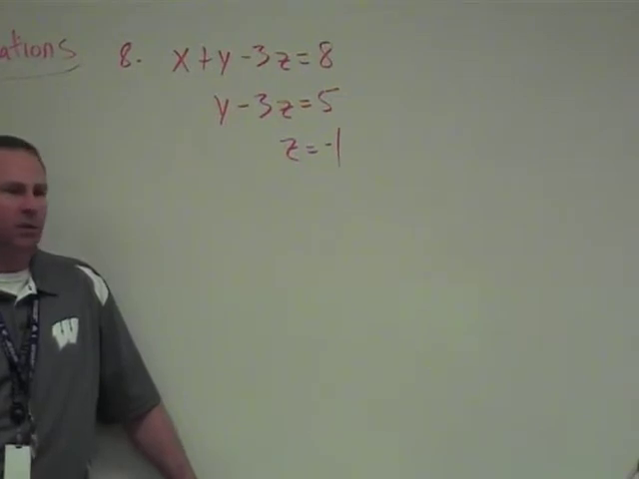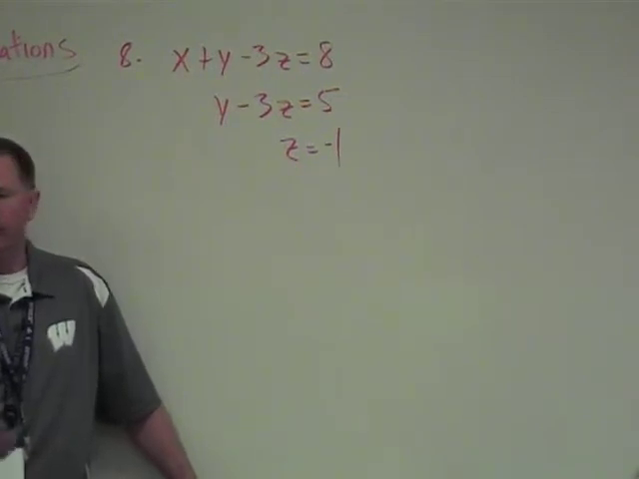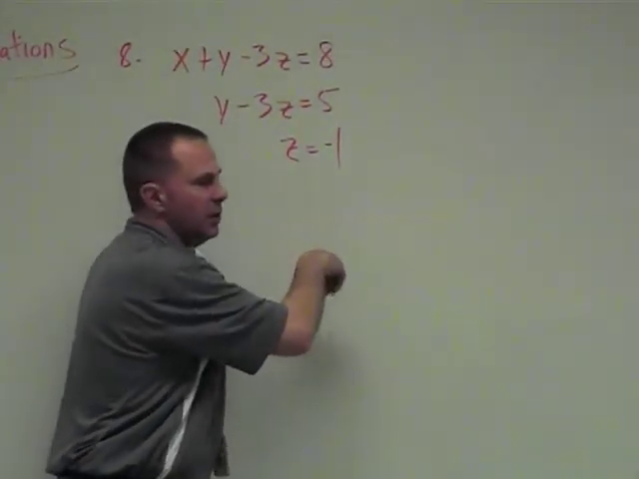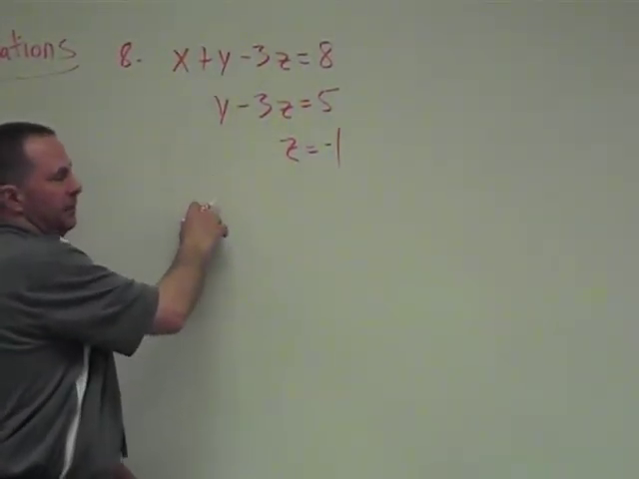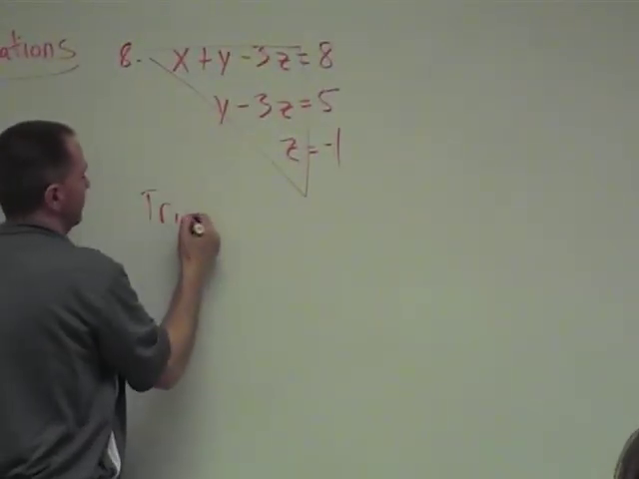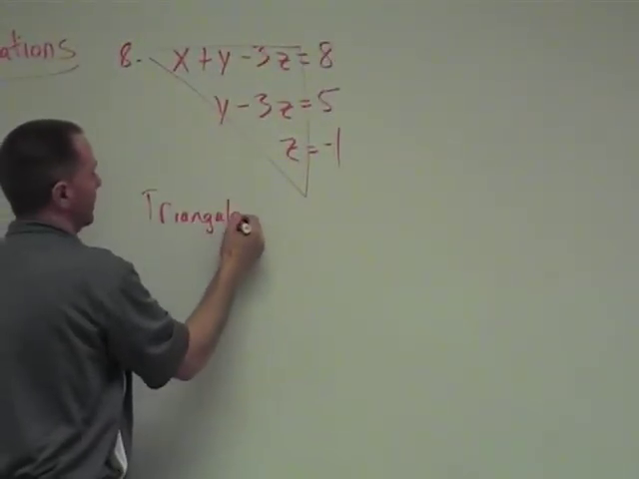But the question is, what is it that we're looking for? This is the end result of what it is we're trying to do. We're trying to get z by itself, with no x and no y down here. Okay, and this is called a triangular form. That's what you want.